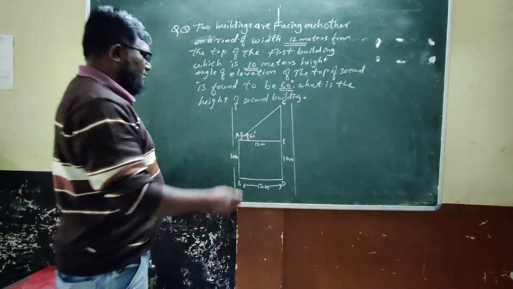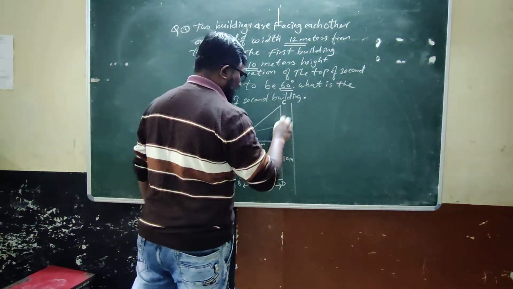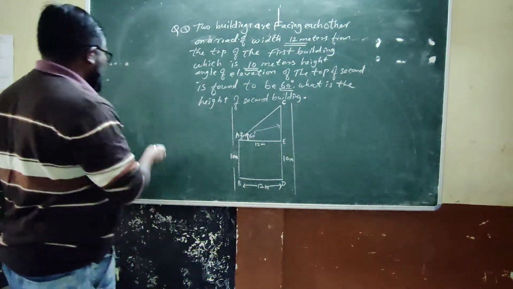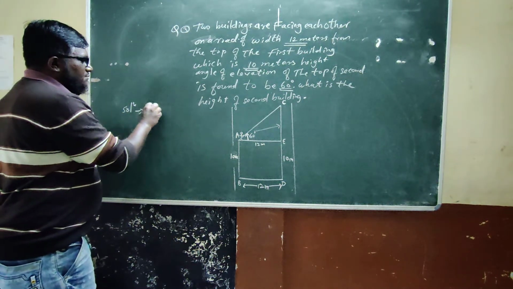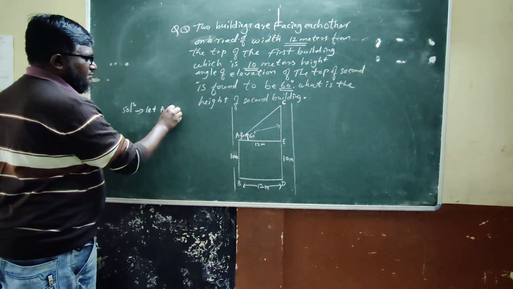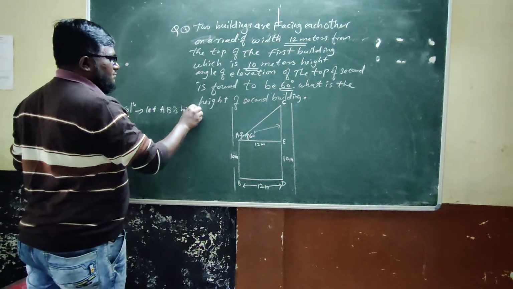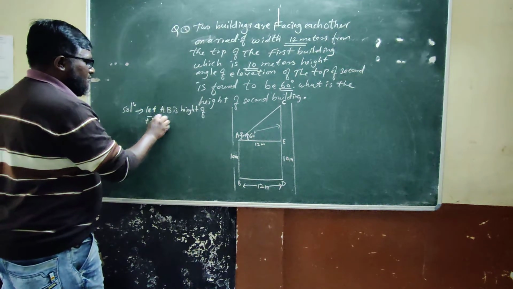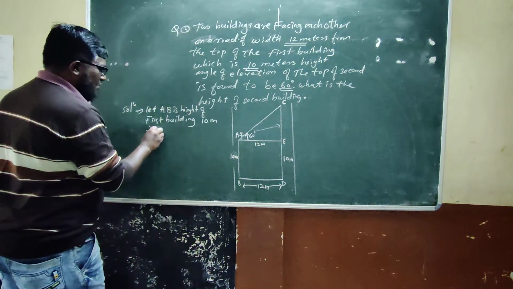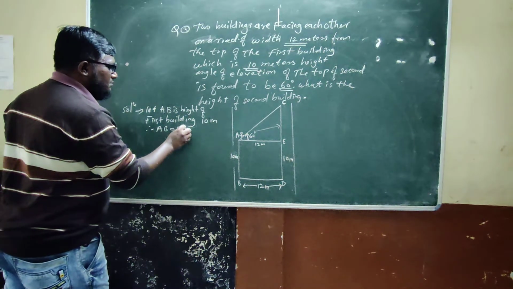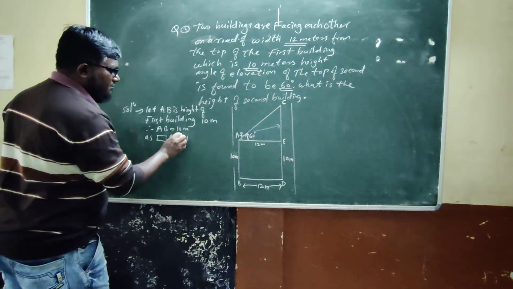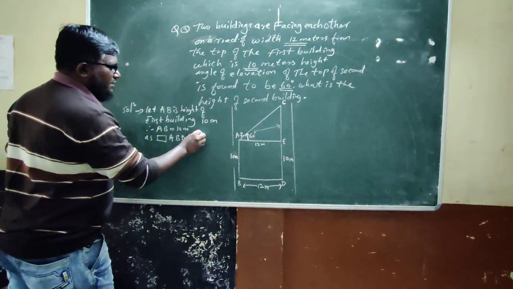Now we have to find the value of CE, that is the opposite side of theta. Now while solving the example, we write the solution like this. Let the diagram show AB is the height of the first building, that is 10 meters. Therefore AB is equal to 10 meters, as ABDE is a rectangle.